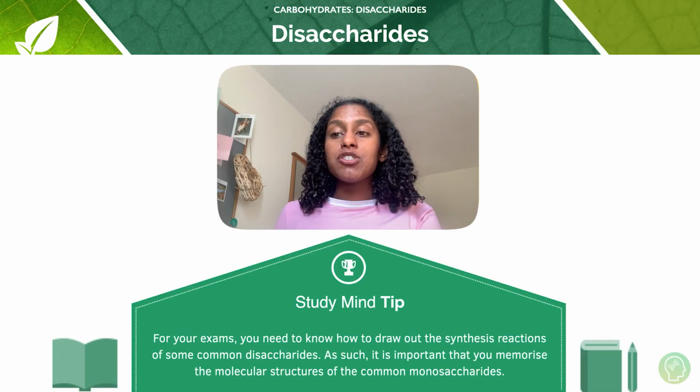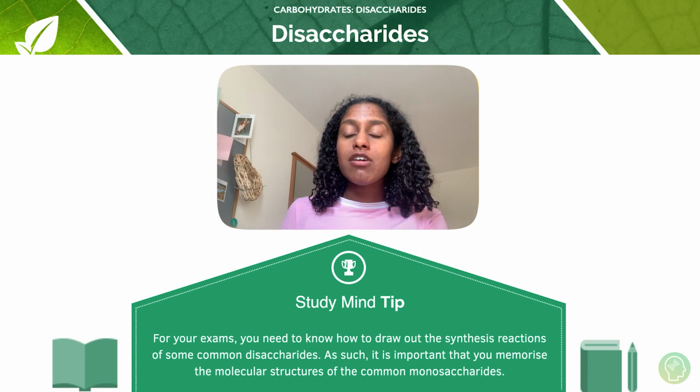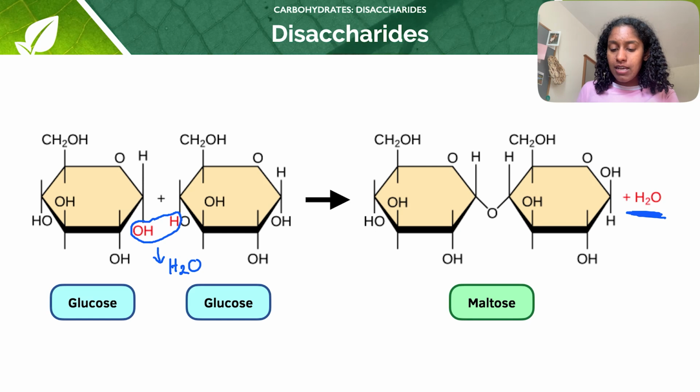So for your exams, you need to know how to draw out the synthesis reactions of some common disaccharides. So it's really important that you memorise the molecular structures of our common monosaccharides, such as glucose here, which remember in our previous tutorial we know has the formula C6H12O6. And you can use your own knowledge of knowing that a condensation reaction forms water to just simply take away the hydroxyl group of this monomer and the hydrogen of this monomer.